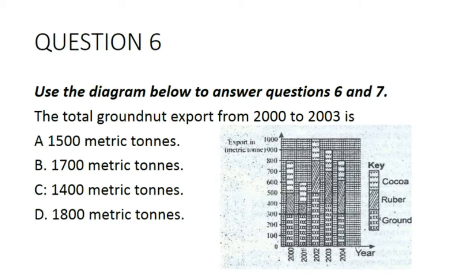Remember our keyword. For granite, we have this keyword here. So if we look at the year 2000, the total granite export was 300 metric tons. In 2001, it was 300 metric tons. In 2002, it was 500 metric tons. Then in 2003, it was 400 metric tons. So if we add these up, it will give us 1,500 metric tons, which is option A.